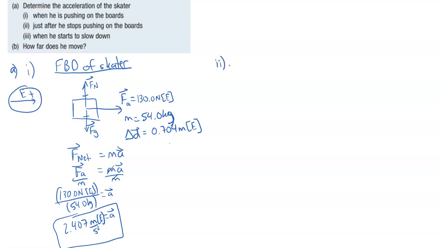In the next part, it's asking us just after he stops pushing on the boards, what's his acceleration? We know just intuitively that if there's no more net force, and we can see this by drawing a free body diagram, the only forces acting on him after he pushes on the boards, assuming friction is negligible, are those two forces. So with no net force, we have no acceleration. That's pretty straightforward to answer.